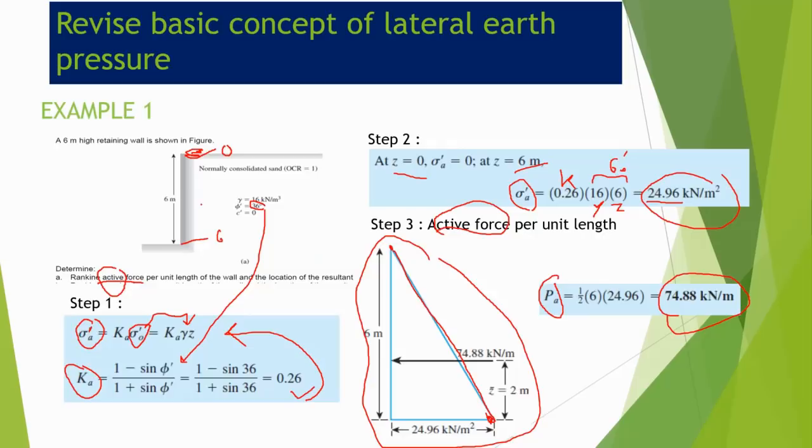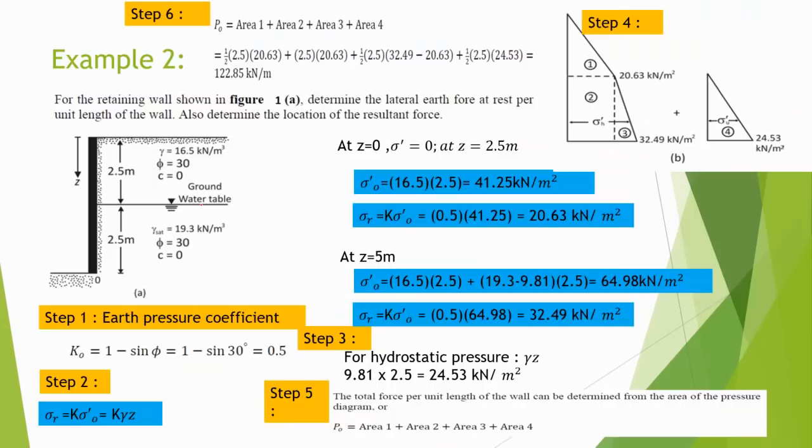So I will show you example 2 that has 2 layers. Before, this was 1 layer only, okay? Okay, this is 2 layers. So for the retaining wall shown in the figure, determine the lateral earth force at rest. So remember, at rest. Okay? So there are 2 layers. We have 2.5 and 2.5, but the same angle.